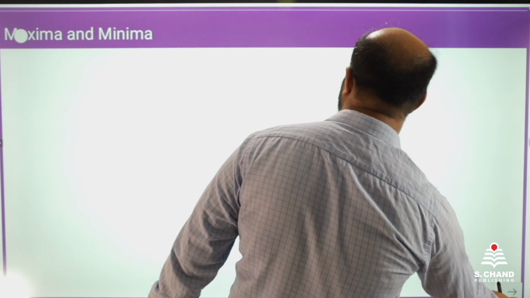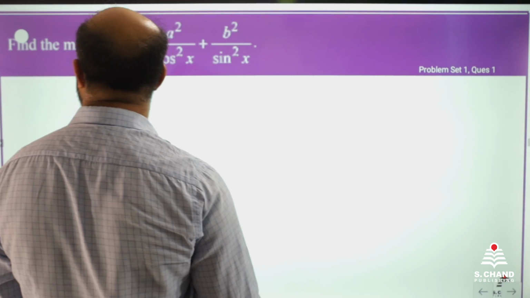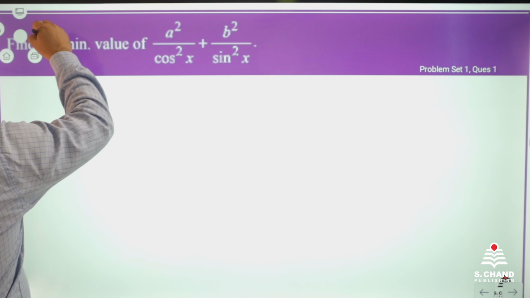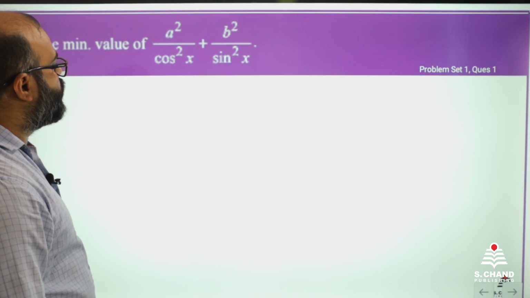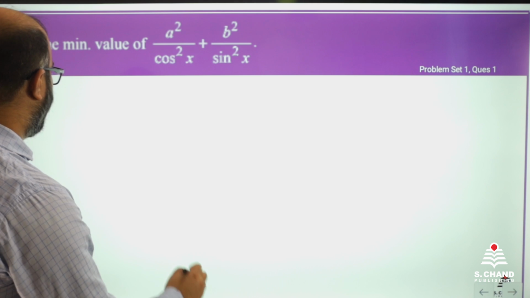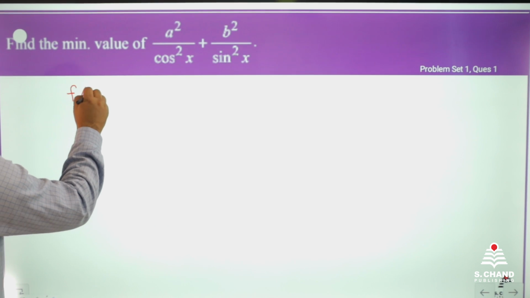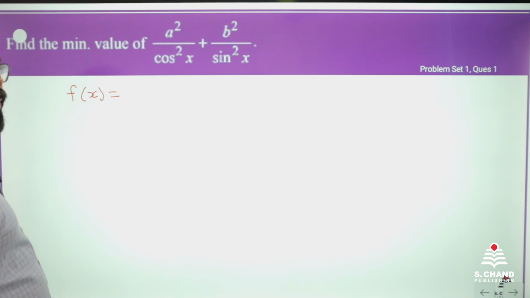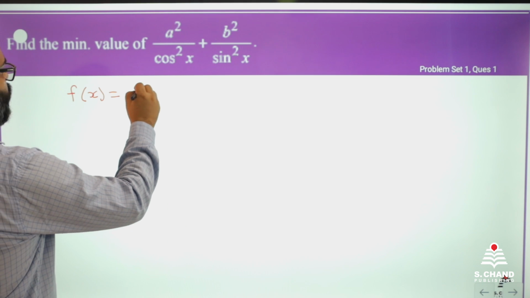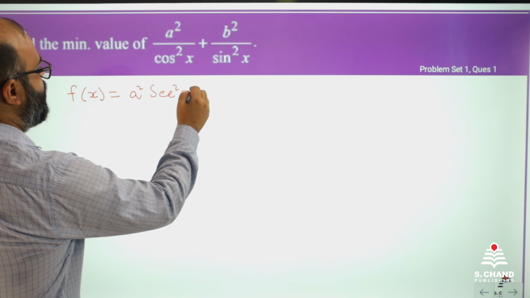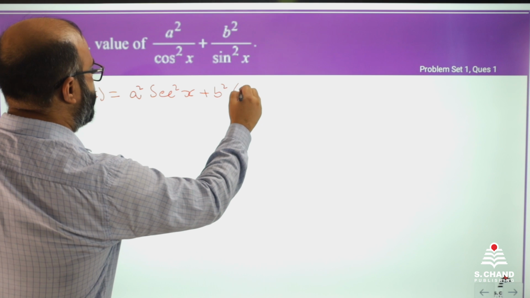Next we have a few questions here. Now it says find the minimum value of a square by cos square x plus b square by sin square x. So this question can be done without differentiation also, but here I am using differentiation. So this f(x) is a square sec square x plus b square cosec square x.